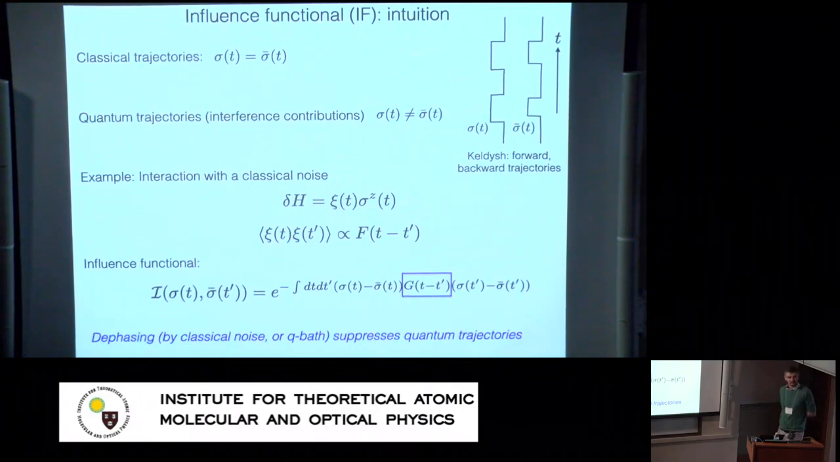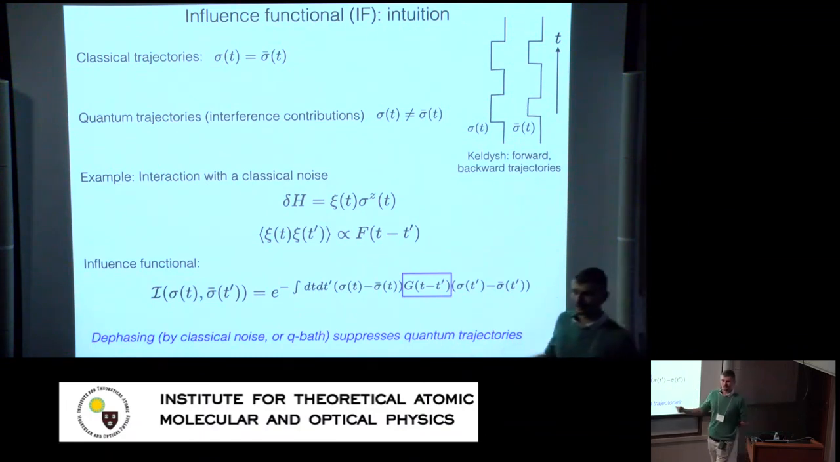And just to give you a tiny bit of intuition about influence functionals, if you haven't encountered them, especially if you have what I would say would be completely obvious. So let us consider the simplest type of influence functional when you have a spin. You have to worry about two trajectories, forward and backward trajectory, sigma and sigma bar, I would call them.